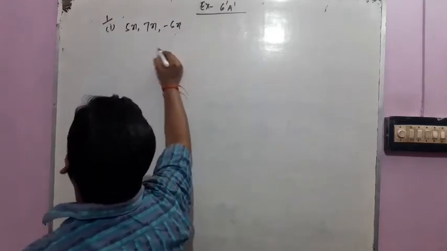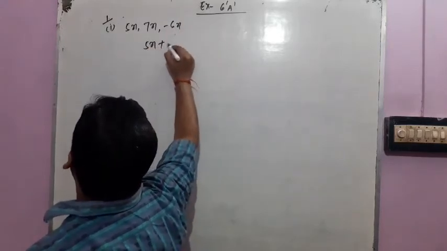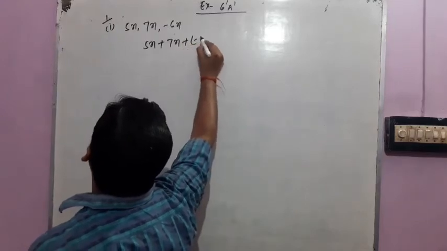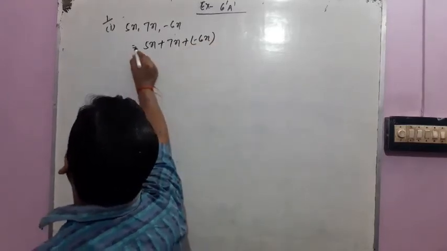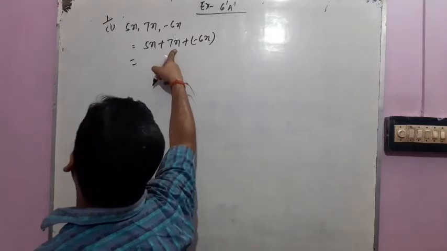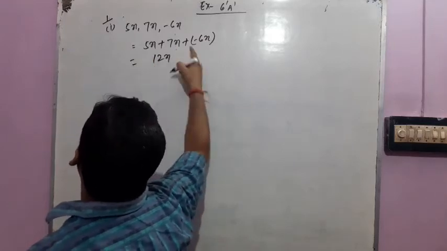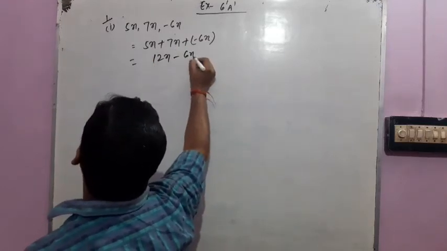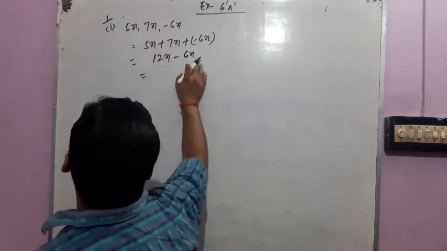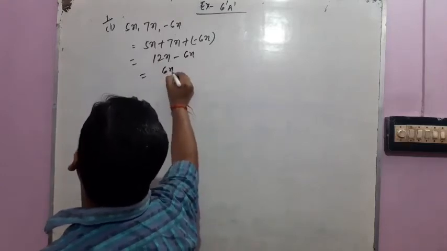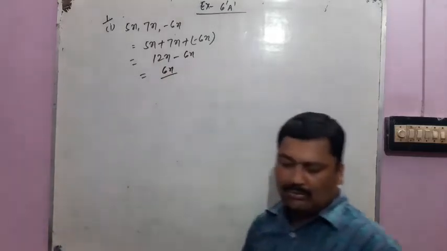Okay students, now what do we have to add? We have to add 5x, 7x and plus minus 6x. Now when we add these two terms, 5x and 7x, the result will be 12x, plus minus 6x here. So when 6x is subtracted from 12x, the result will be 6x. Look, one more problem here.